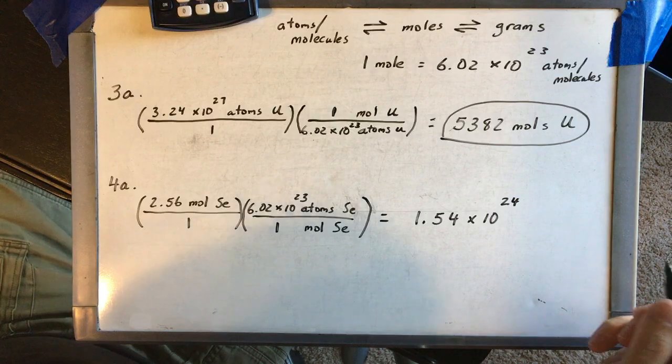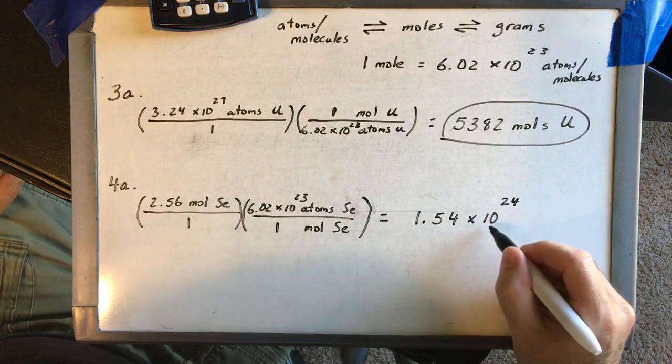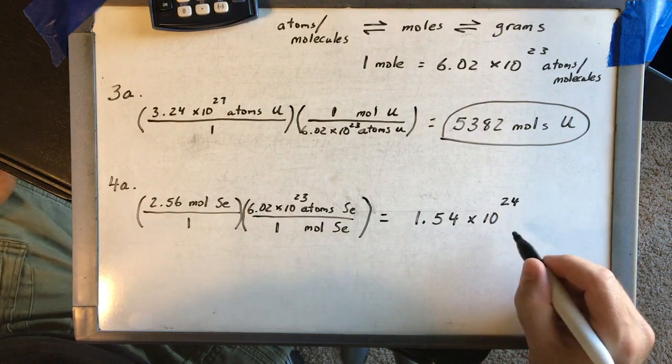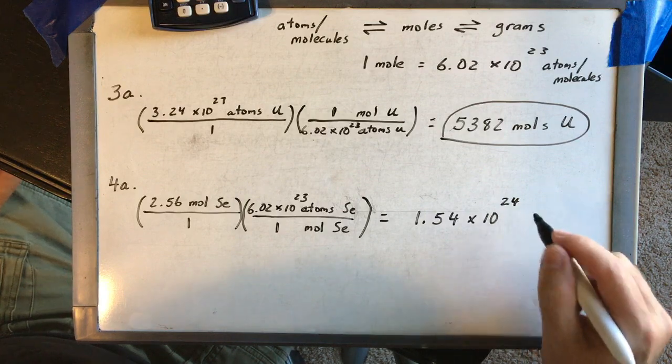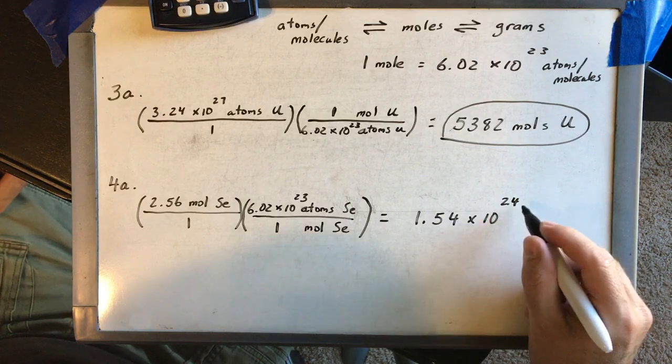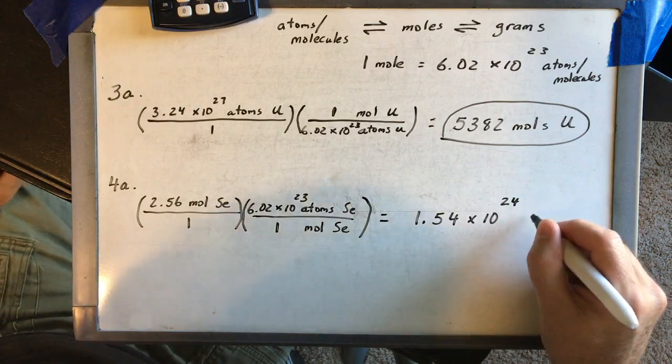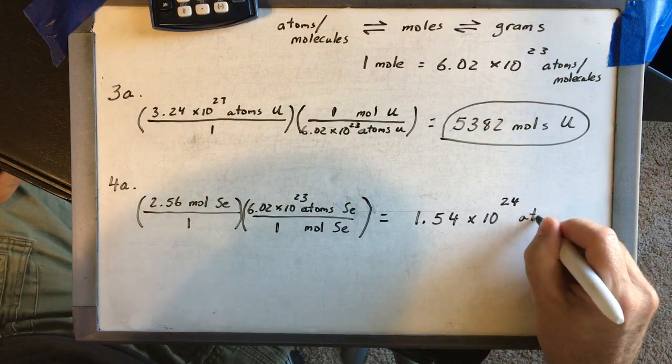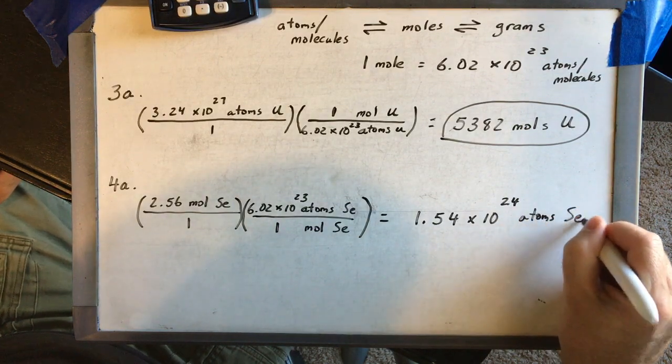Okay, it'll say E in your calculator. If you want to write E instead of times 10, that's fine. Your college professor may not accept that though, so I prefer my students to write times 10 even though you put E in the calculator. So that's going to be atoms of selenium.